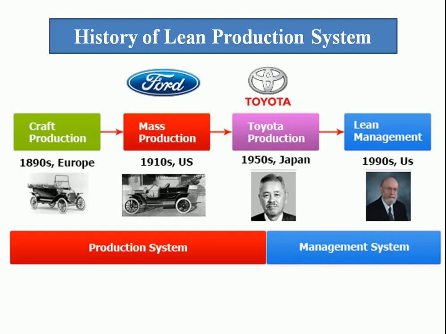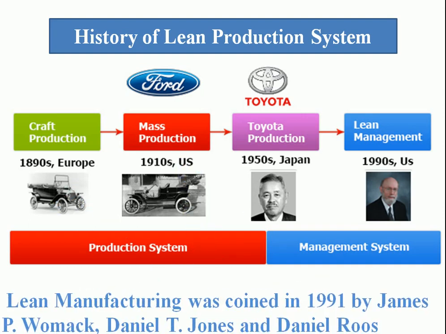In the mid-90s, in Japan, the Toyota Production System, also called the TPS system, was introduced in order to produce components with good quality and a good profit margin. Over time, even this TPS system was revolutionized in the form of a lean management system, which was introduced in 1991 by James P. Womack, Daniel T. Jones and Daniel Roos.